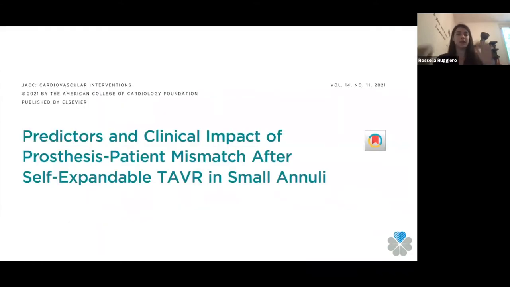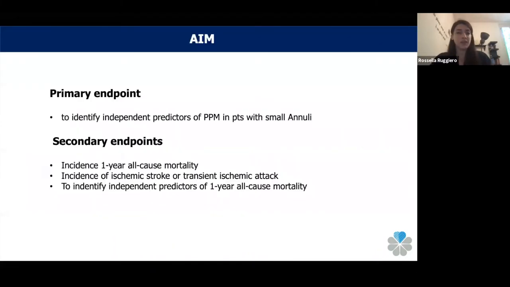With this background, now we can start to discuss our paper. The primary endpoint was to identify independent predictors of PPM in patients with small annuli who underwent self-expandable TAVR. The second endpoint was the incidence of 1 year all-cause mortality, ischemic stroke or transient ischemic attack, and to identify independent predictors of 1 year all-cause mortality.